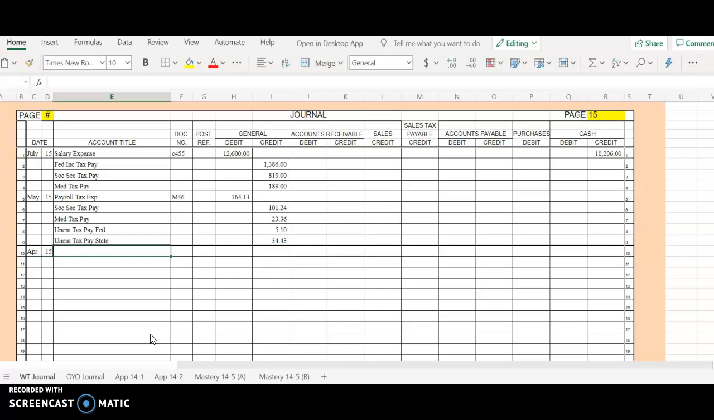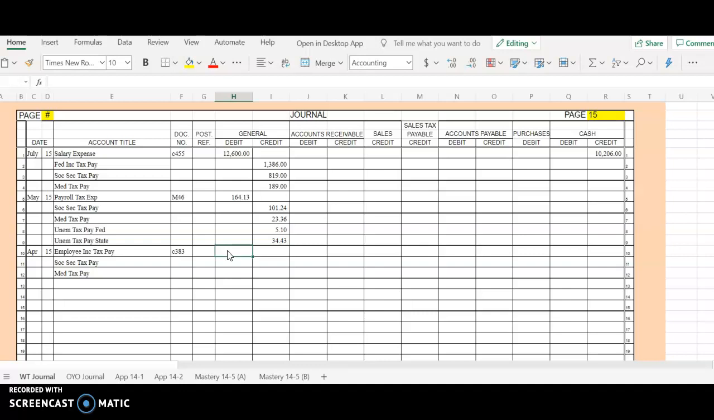And we are paying employees income tax payable. So these are the taxes that came out of the employees. This is going to be a check number 383. Now we're going to have the employees income tax, that's the federal. Then we have Social Security tax payable, and we have Medicare tax payable. Those are the three that come out of the employees.